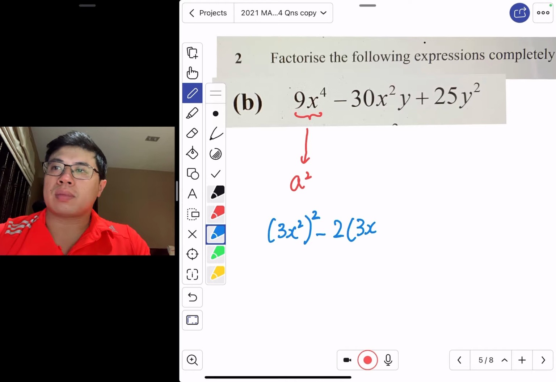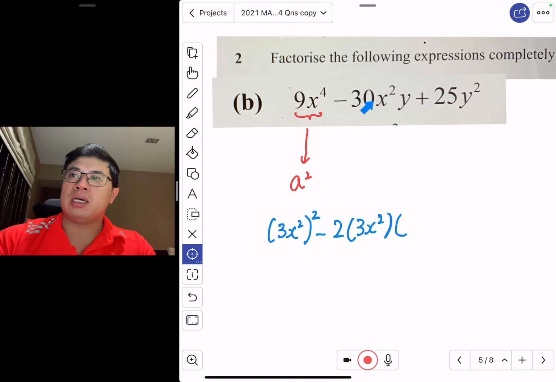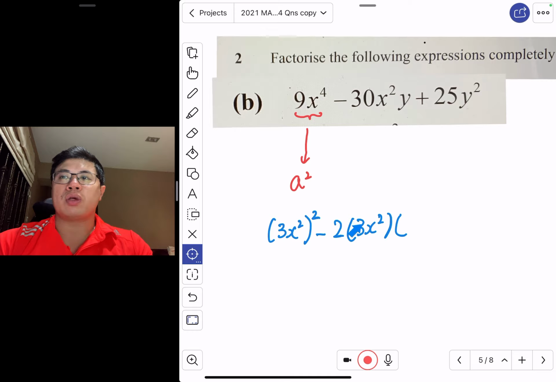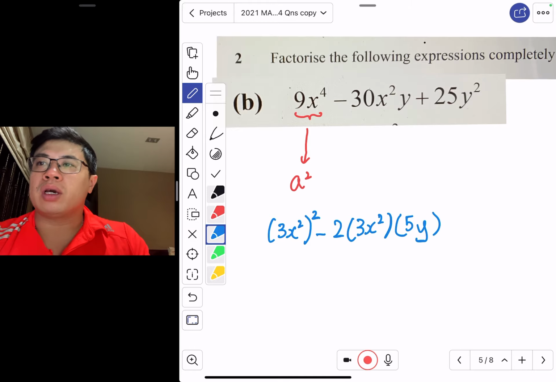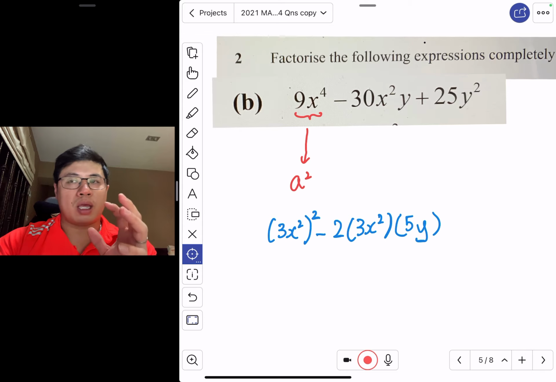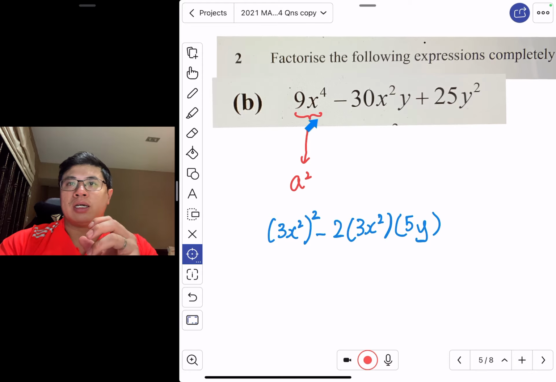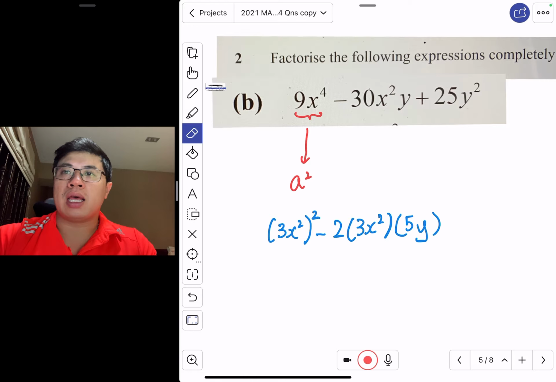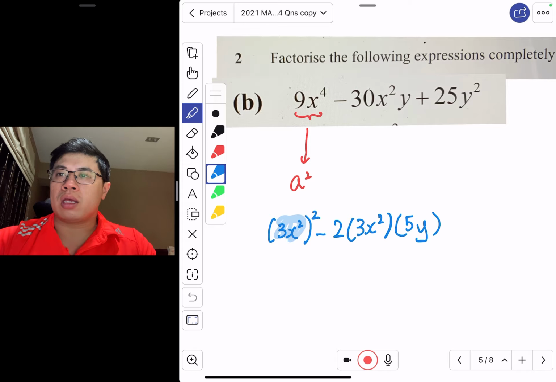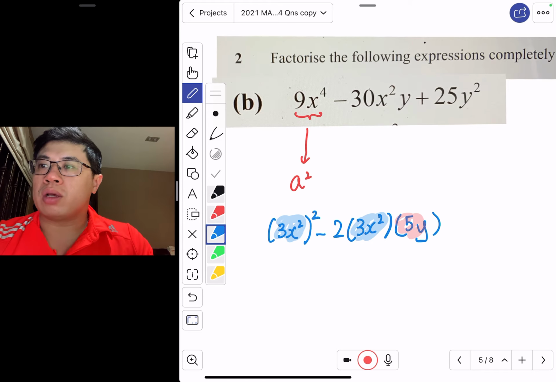2ab. So if it's 30 here, 2 times 3, what would this be? This will be a 5y. So it's really up to you to be able to break down the terms to fit into the placeholders for the identity. So if you are able to see that this is an a square, this will be the 2a, this will be the b, plus b square.